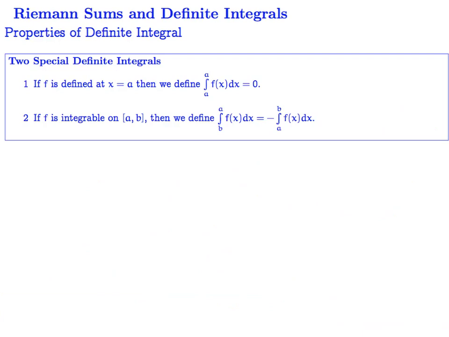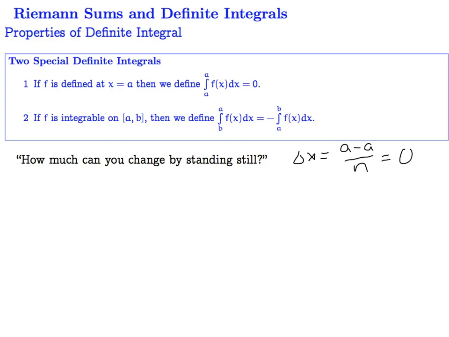So the first thing we have are these 2 special definite integrals. The first one says that if f is a function defined at a point x equals a, then we can define the integral from a to a of f of x dx equal to 0. The way I like to think about this first one is how much can you change by standing still. Also, in this case, the width of any particular rectangle is going to be a minus a over n, which is going to be 0. So if you have a bunch of rectangles that don't have any width, of course, when you add them all up, you're going to get 0.